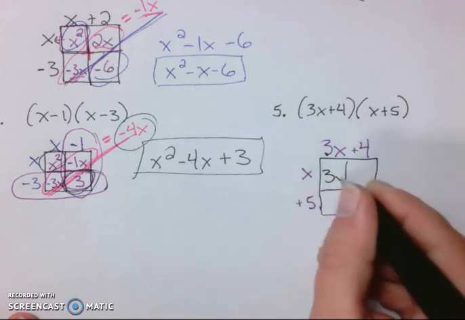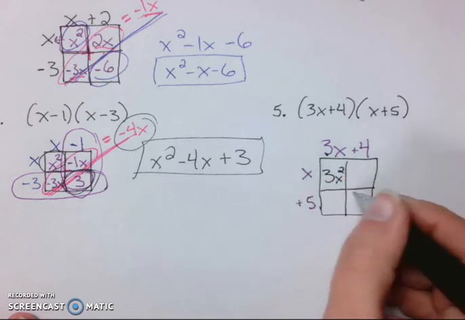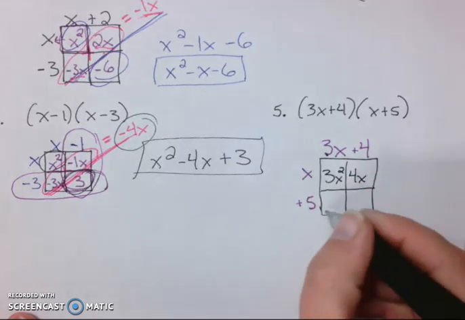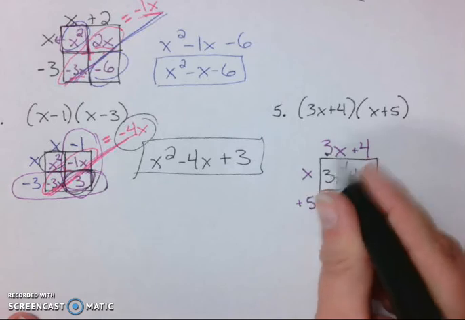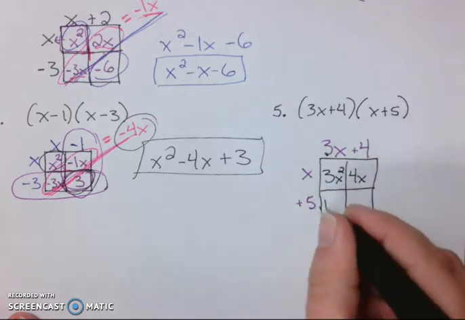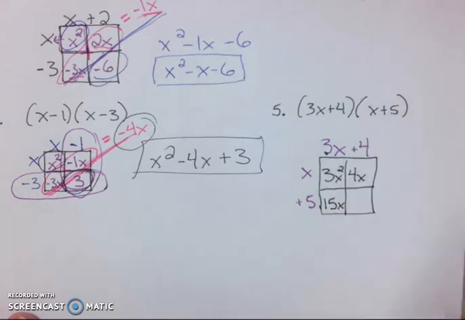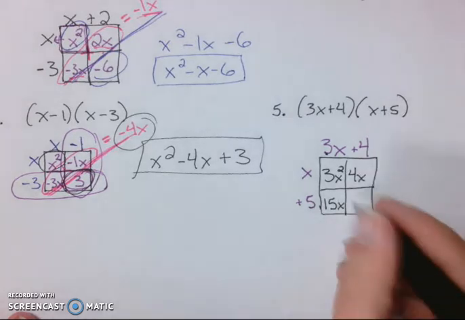X times x is x squared. This box, 4 times x is 4x. This box, 5 times 3x. So we take 5 times 3 to get 15. This doesn't have an x, but this does, so don't forget to put the x on there. It just stays a normal x. 4 times 5 is 20.